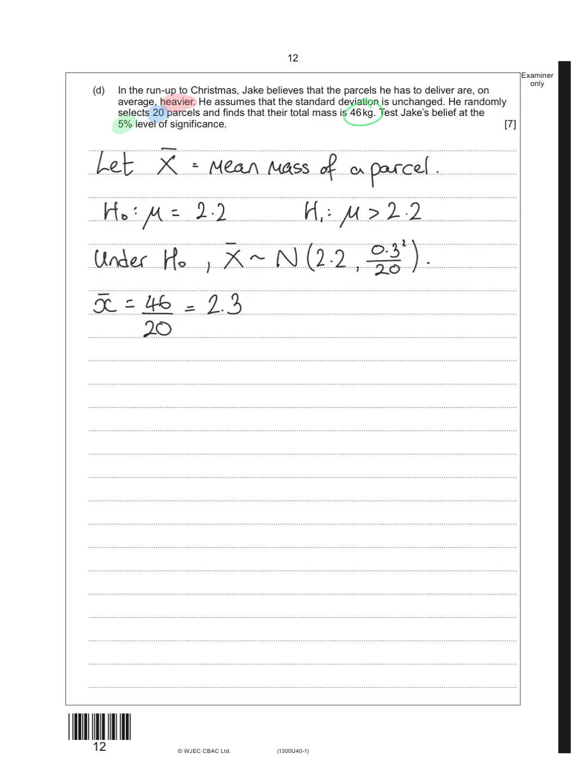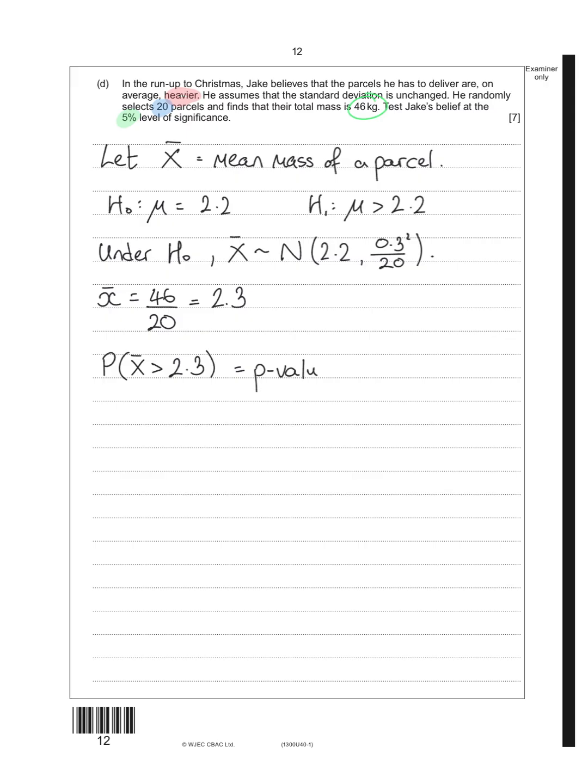Okay, and so what we're going to do is find the probability. I'm going to decide to do it the p-value method here. Find the probability of a result at least as extreme as that, or more extreme, obviously. So that is the probability that X bar is greater than 2.3. Okay, this is our p-value. When we work this out, we're going to compare it to that alpha of 5%. So I have all the information that I need.